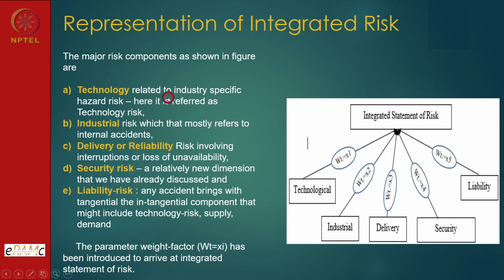Technology is related to industry specific hazard. Here it is referred to as technology risk. If it is an energy system, there is one thing. If it is a chemical system, there is another thing. Space, aviation, we can see the technology or domain, and then we can develop a system risk matrix over there.